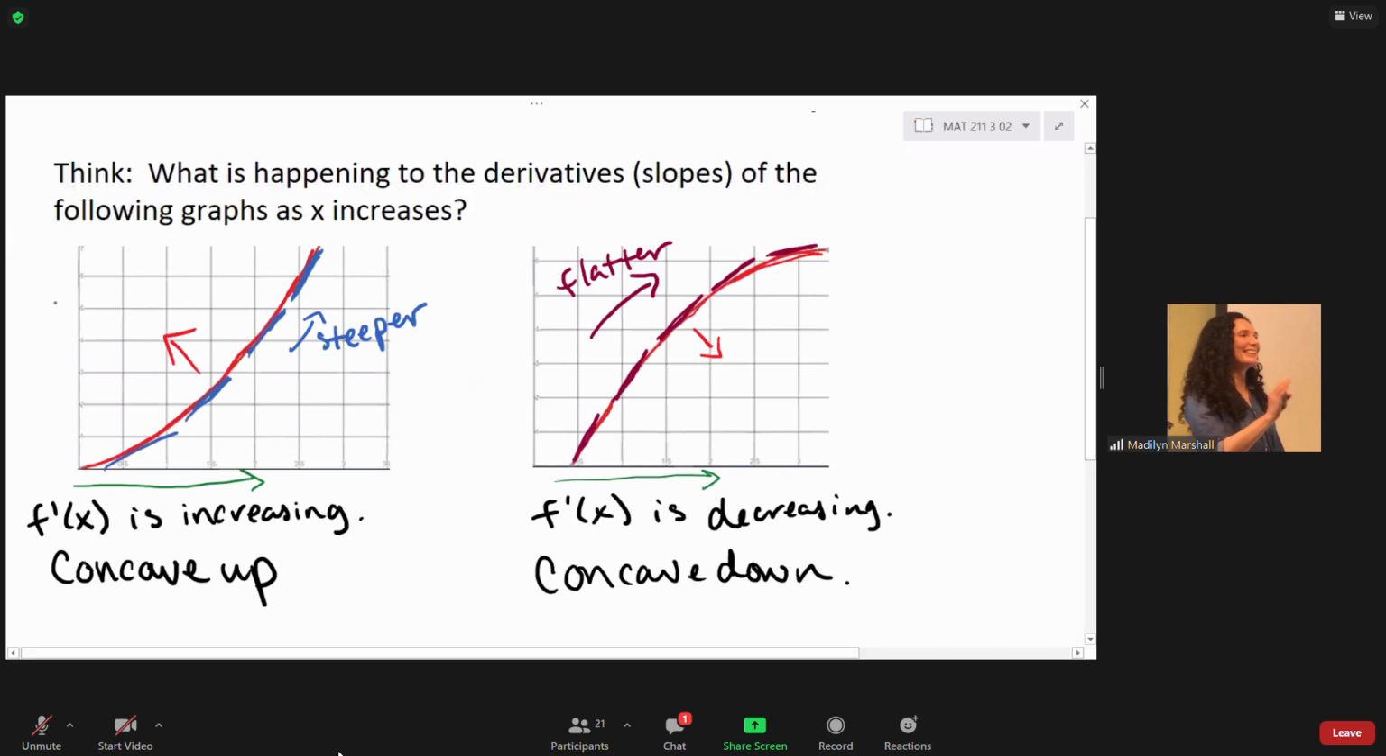I've heard people say that concave up looks like a smiley face and concave down looks like a frowny face. So if that's helpful, then that is a great way to think of it as well.